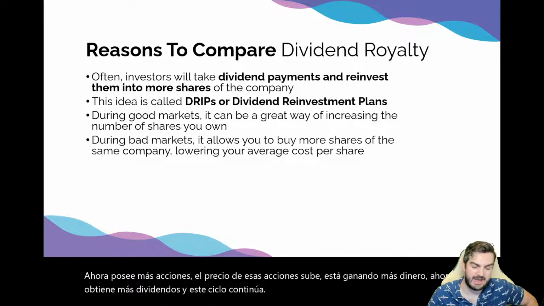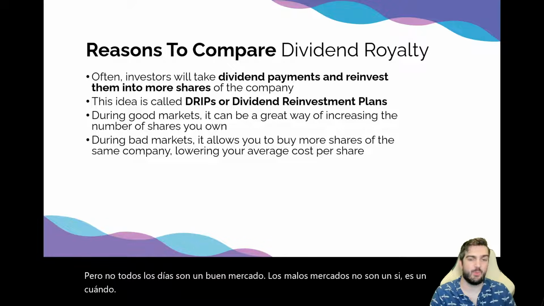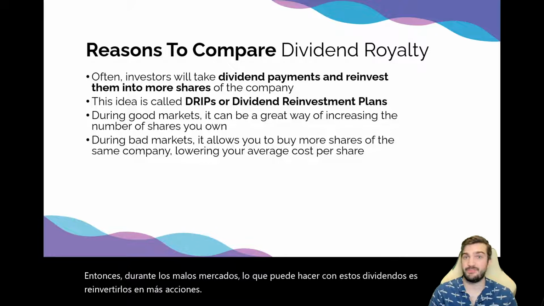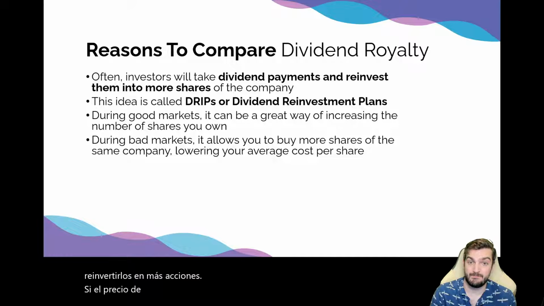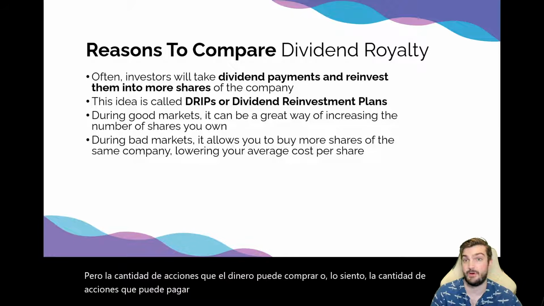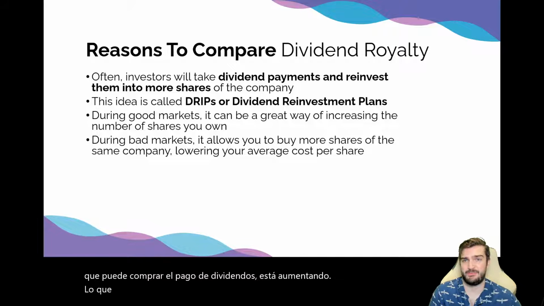But not every day is a good market. Bad markets are not an if, it's a when. So during bad markets, what you can do with these dividends is still reinvest them into more shares. If the price of the stock is going down, but the number of shares the dividend payment can buy is going up, what that does is it takes advantage of something called dollar cost averaging, if you're familiar with that.